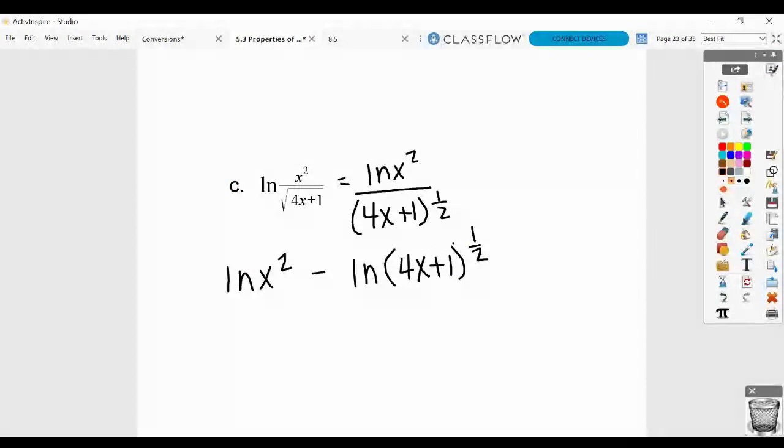And then if you continue to look at it a little bit further, the exponents are there in both of them. So the exponents have to come out front using the power property. So you just bring the 2 and the 1/2 out front, and then you're done.